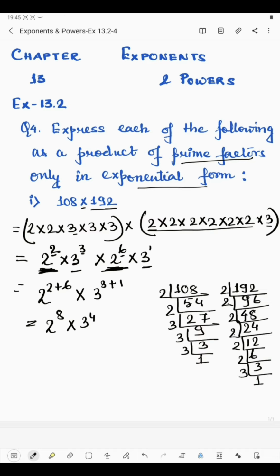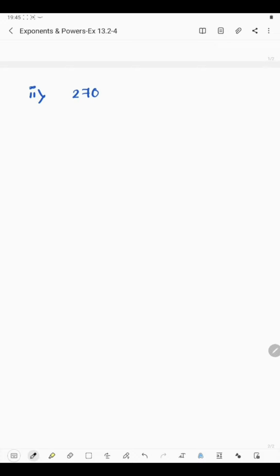Now coming to the next part. In the next part we have 270. We will have to write this in exponential form, so at first we will have to find the prime factorization. 2 1s are 2, 2 3s are 6, 2 5s are 10. Now as the last digit is 5, it won't be divisible by 2 further.